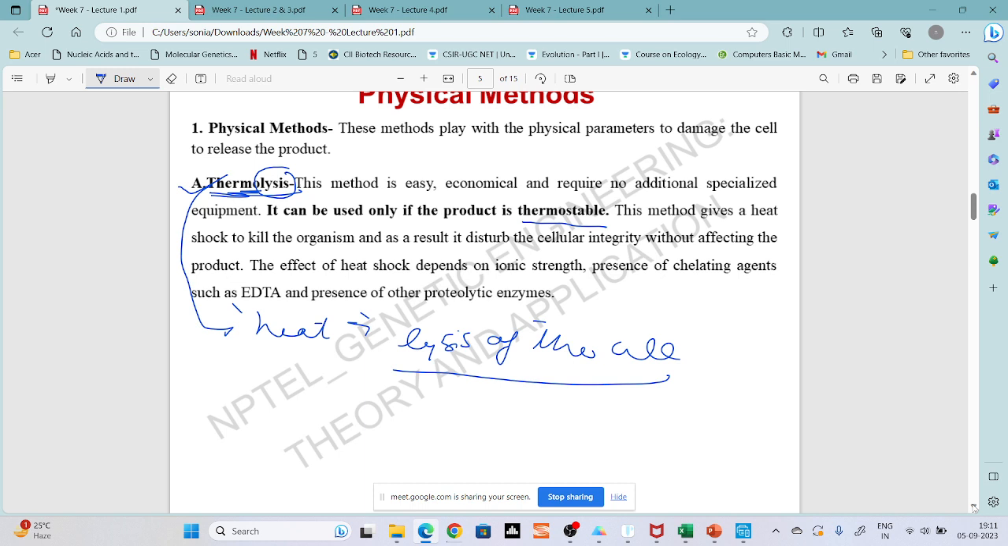Suppose I have a recombinant product which is very thermolabile. Thermolabile means which is very temperature sensitive. So I cannot use thermolysis because it can damage my recombinant product also. That is what I said, that whatever method you use, there are n number of methods. It depends on the kind of product that you have produced and what the downstream applications of it are. So the thermolysis method can be used only when your product is thermostable.